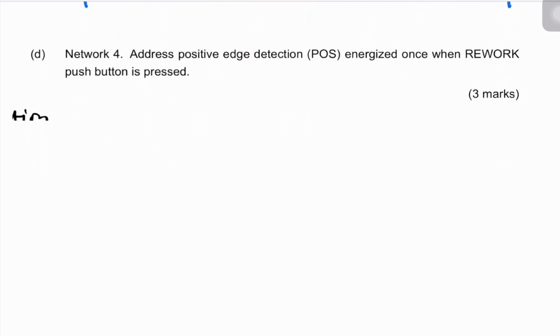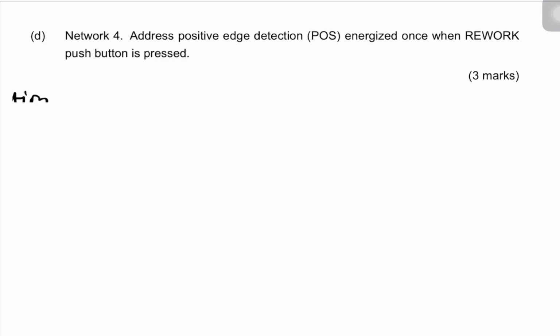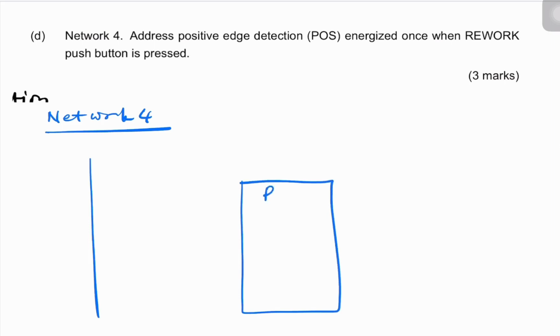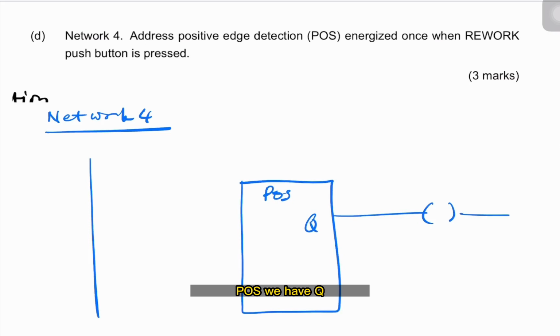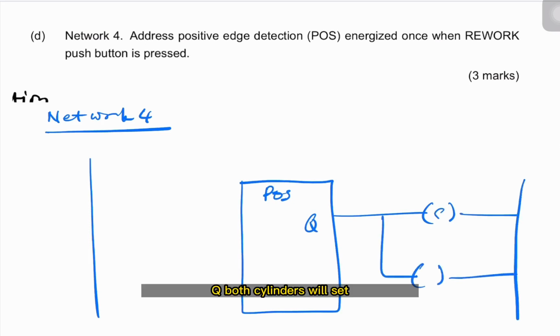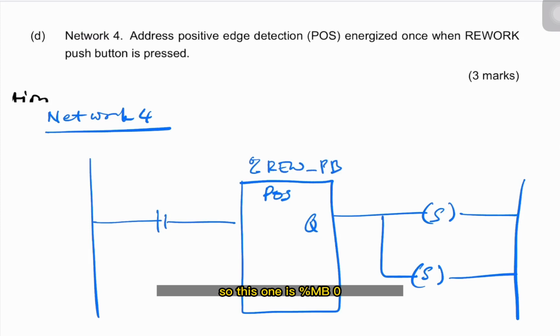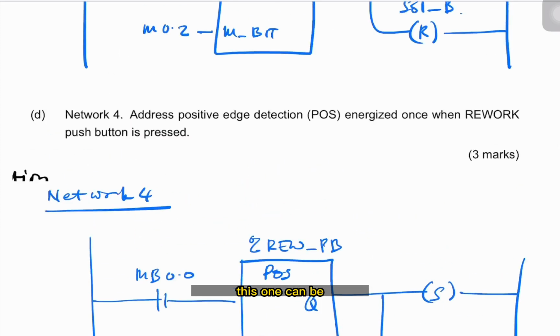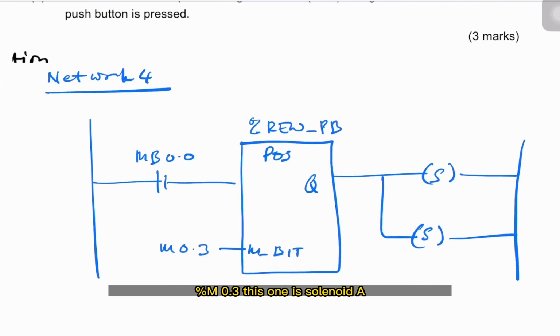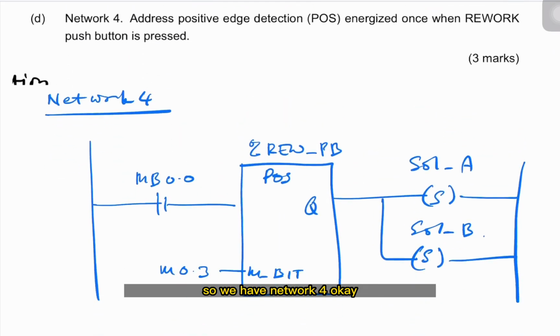Okay. Then this one is network 4. So we have POS, we have Q, both cylinders will set. Okay, this one is the rework push button. So this one is MB 0.0. So this one we have M bit. This one can be M 0.3. This one is solenoid A. This one is solenoid B. So we have network 4.